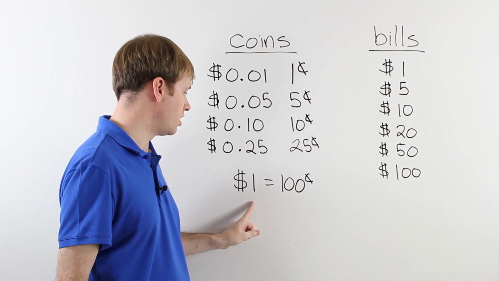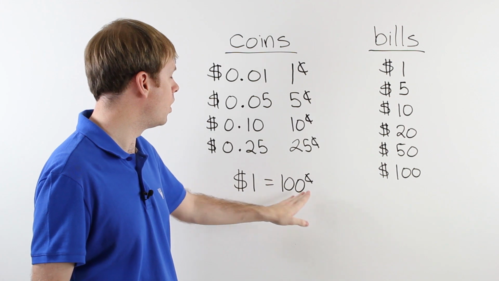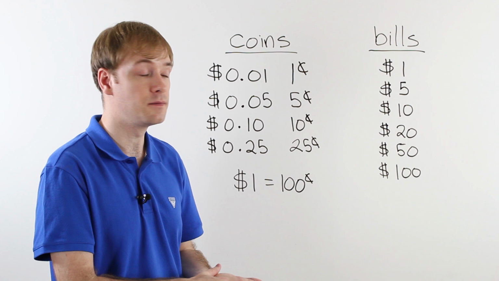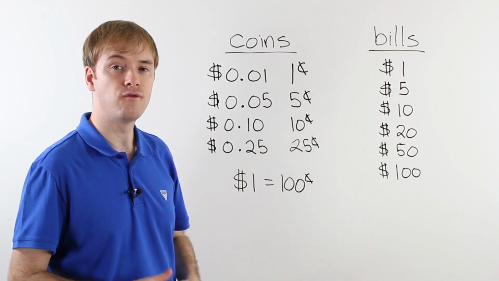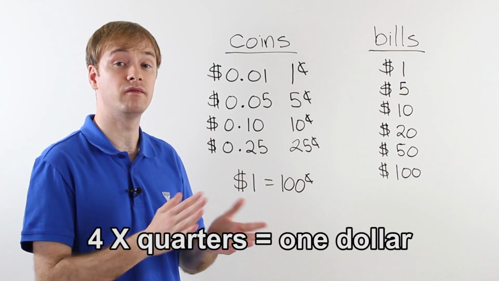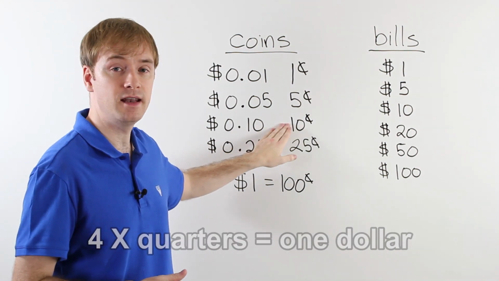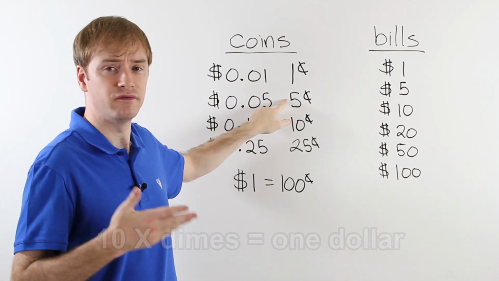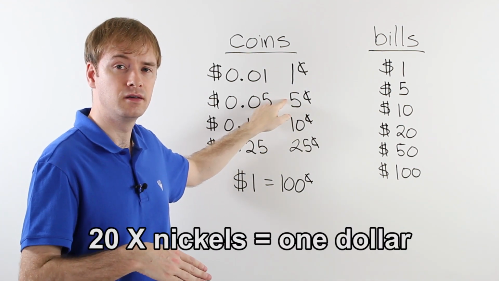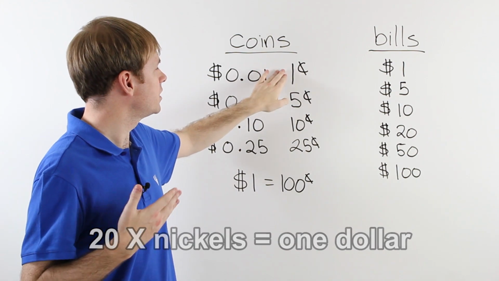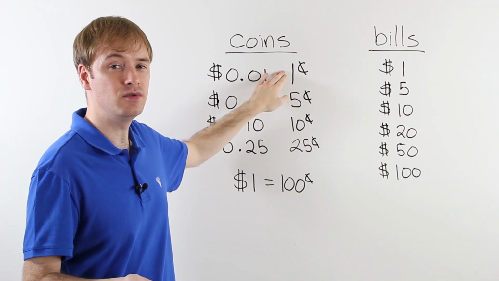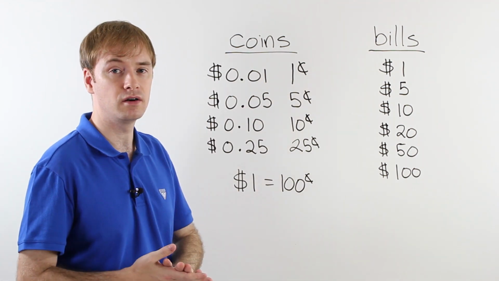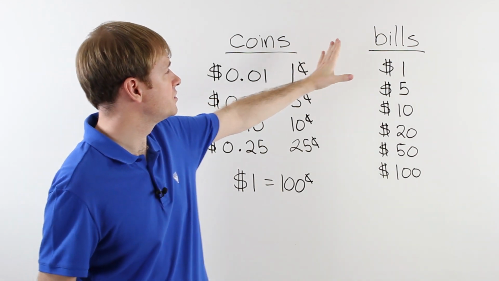Now, to get to $1, you need 100 cents. Okay, 100 cents makes $1. So if you have 4 quarters, you have $1. If you have 10 dimes, that's the same as $1. If you have 20 nickels, that's the same as $1. And how many 1-cent pennies do you need? Well, you need 100 pennies to make $1. Let's move on to the bills.